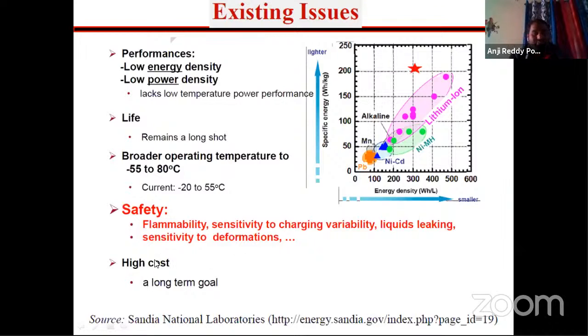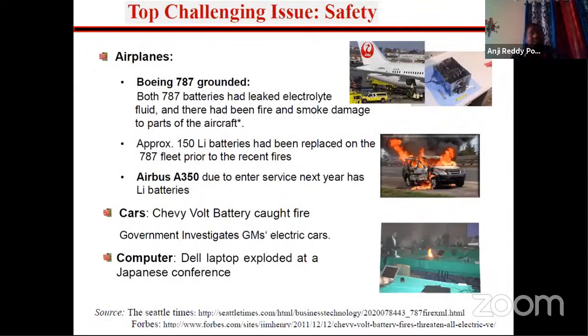The second issue is high cost, and we also need a wider temperature range. At present, the batteries in use operate between -20 and 55 degrees centigrade, but we need a broader operating temperature range. Other problems are low energy density and low power density. These are the different existing issues in present batteries. I have also given here different accidents that happened due to electrolyte leakage in batteries in different situations.